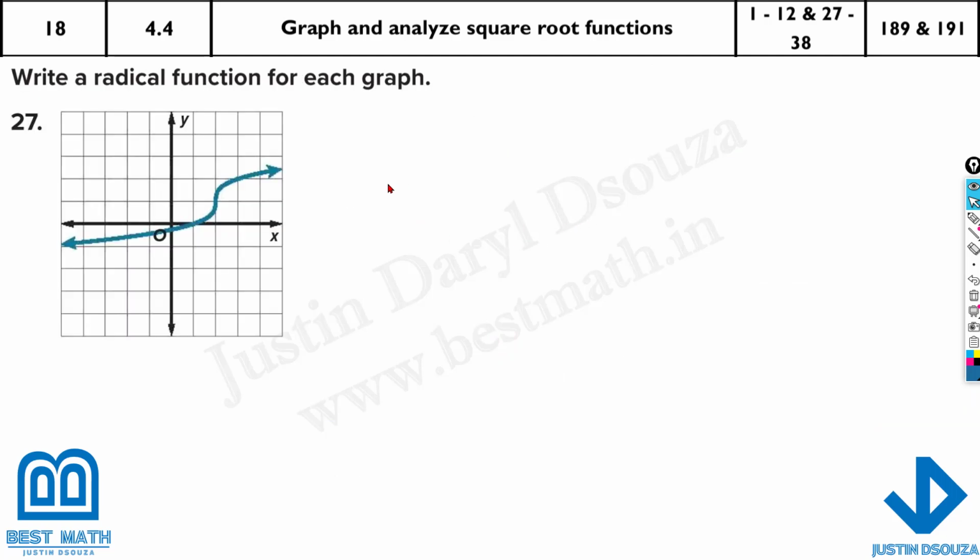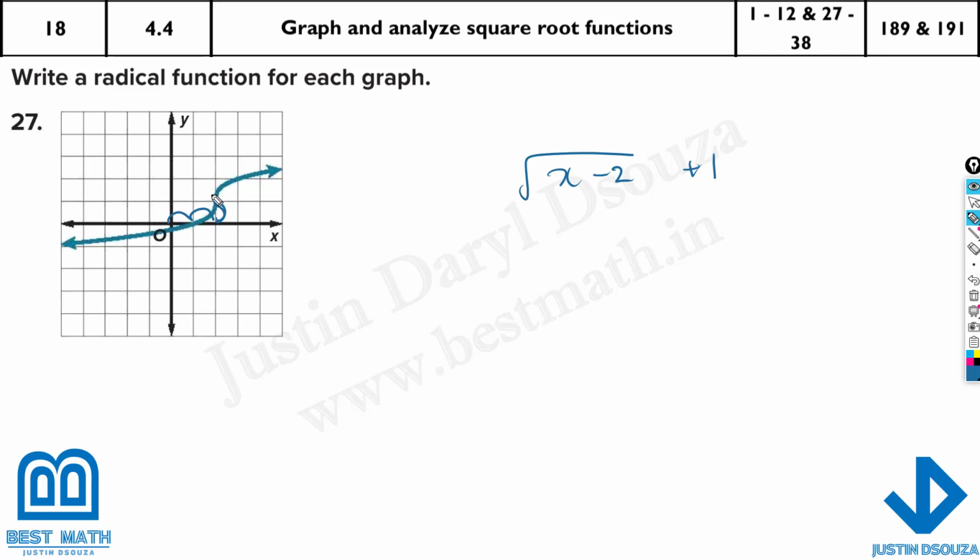Now here we have been given a graph. We need to figure out the correct answer. Look at this. Where did it move? 2 units right, so it should be x minus 2 inside the square root. And 1 upwards, so it's plus 1. And it's going in the right direction, so it's this one only.